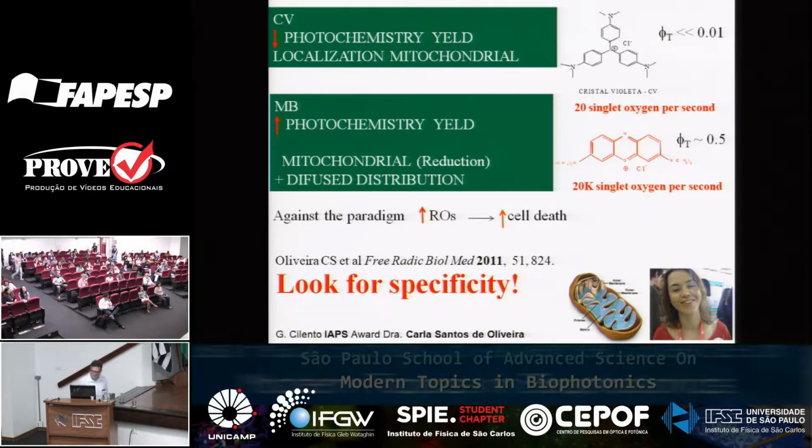And so that's the end of the work of Carla. She published a nice paper, well cited, but what is the concept here? Really, where this dye is located is a lot more important than the amount of whatever ROS or singlet oxygen is generated. Mitochondrial localization is very important, so we should look into specificity.